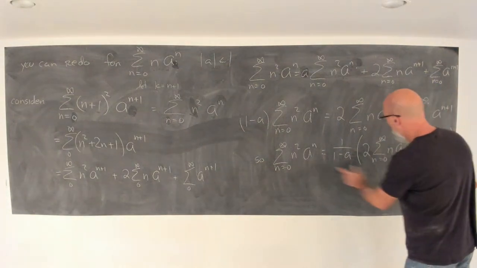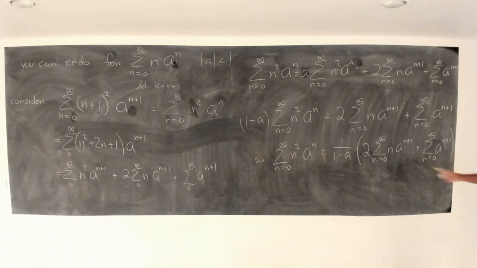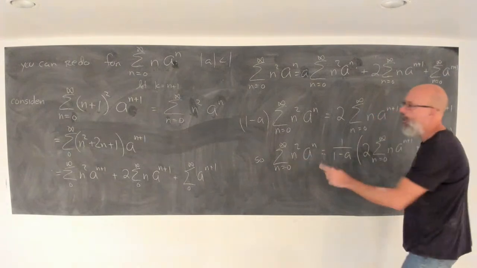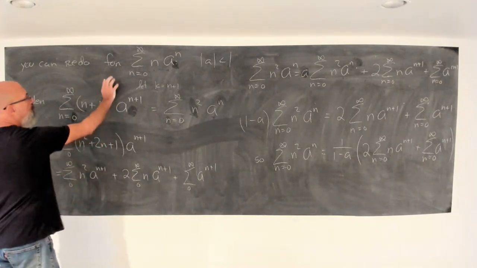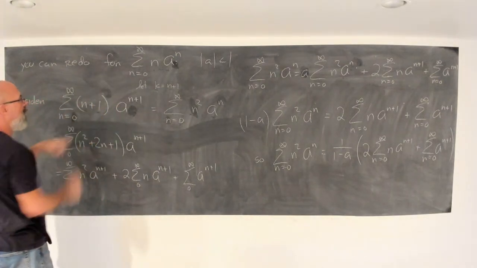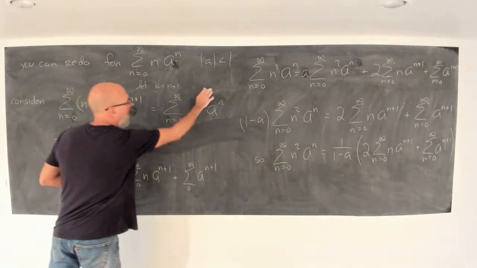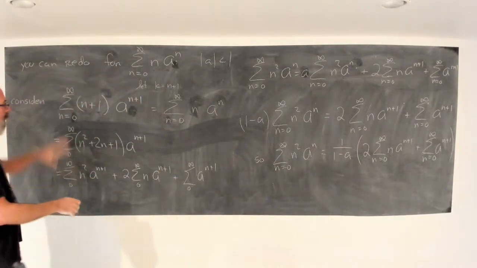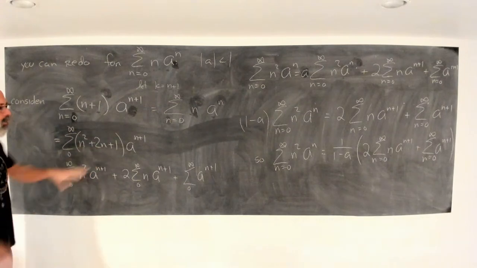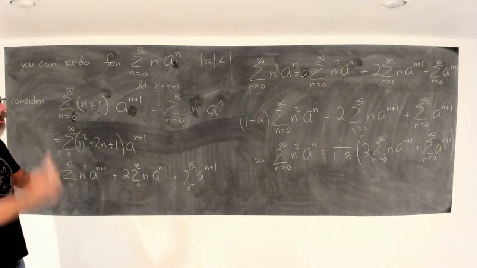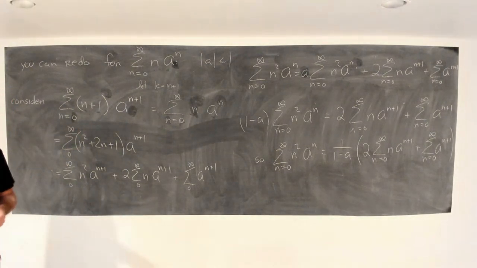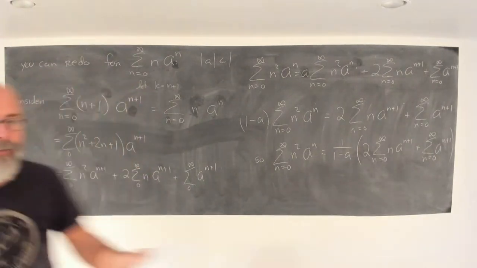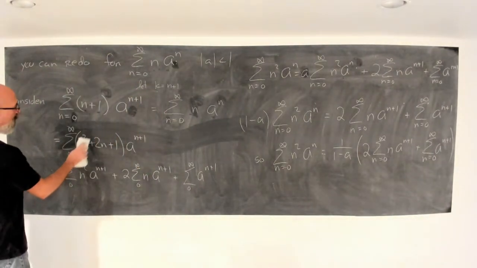I'm saying that if you knew what this was, this is just a geometric series, so you know what that converges to. If you knew what this was, you could find the n squared. I should not have started with n squared. I should have repeated with just n plus 1, getting this, and so on and so on. And then you would have gotten a nice representation for what that was. Maybe we should do it.